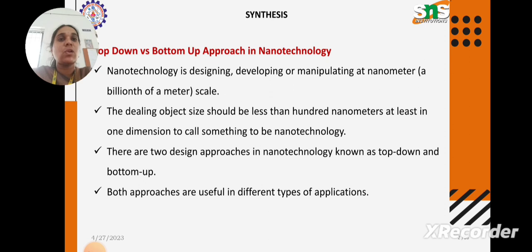Nanotechnology is designing, developing or manipulating at the nanometer scale. It deals with sizes less than 100 nanometers, at least in one dimension, to call something nanotechnology. There are two design approaches, that is top down and bottom up. Both approaches are very useful in different applications.